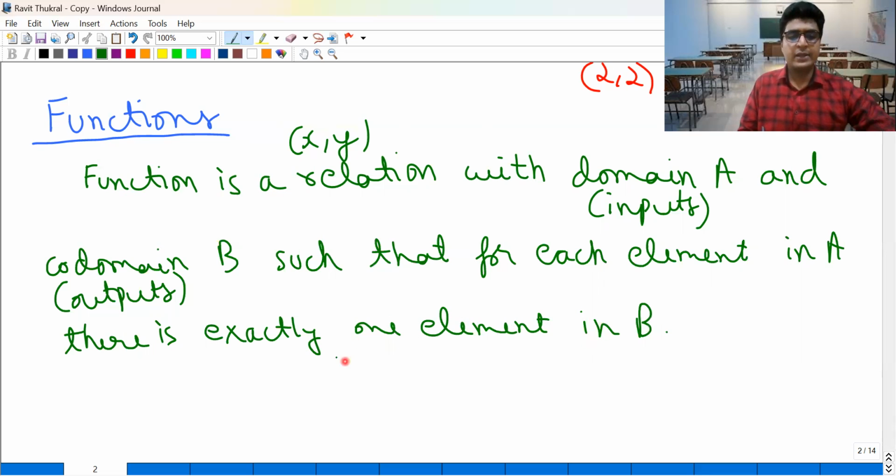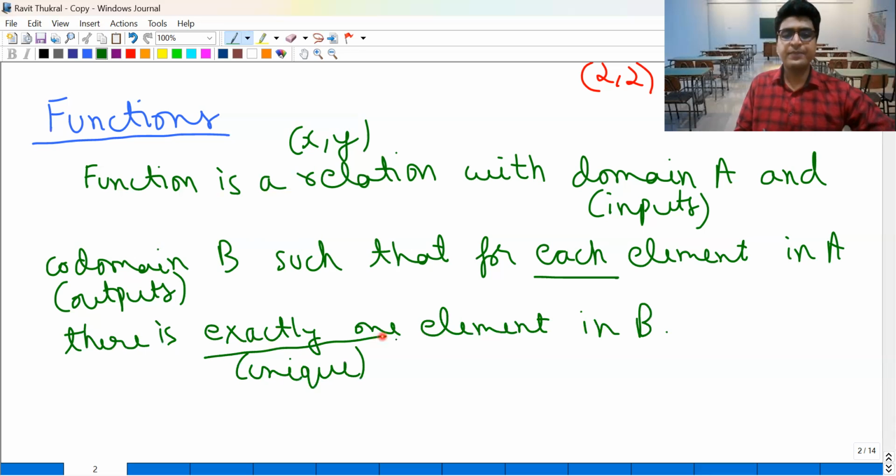All right, and so you can call it exactly one, or you can call it unique. So there is a unique element in B for A, or exactly one element for that input. Okay, so focus on the word each element, or just each, and exactly one. So all of the elements in the domain set, of the input set, have to be mapped or associated to exactly one, or to a unique element in B. So these two are the keywords.